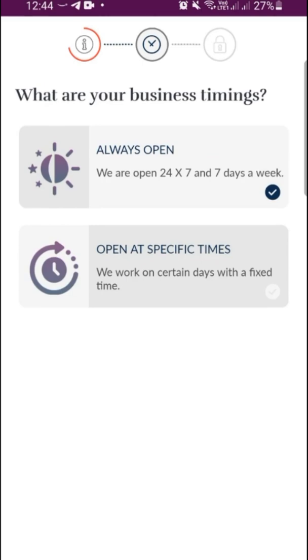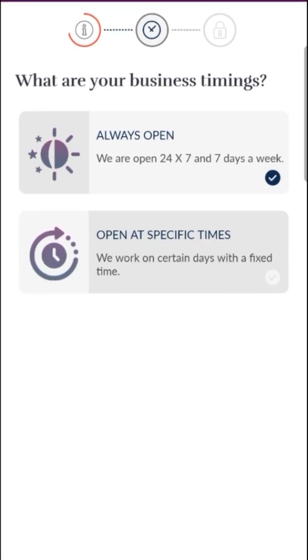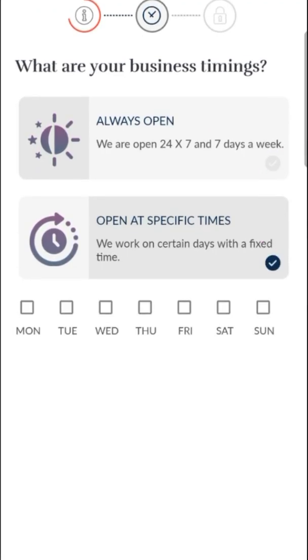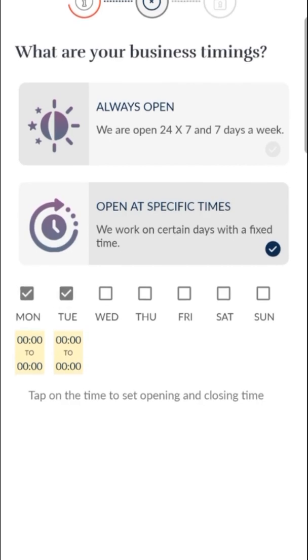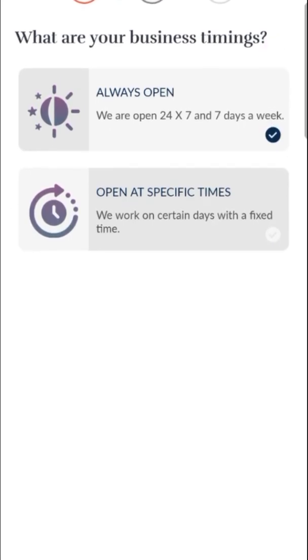In the next screen, set up the opening hours of your business. If you are open at specific times, select the days and set up the time. Else keep your app as always open.